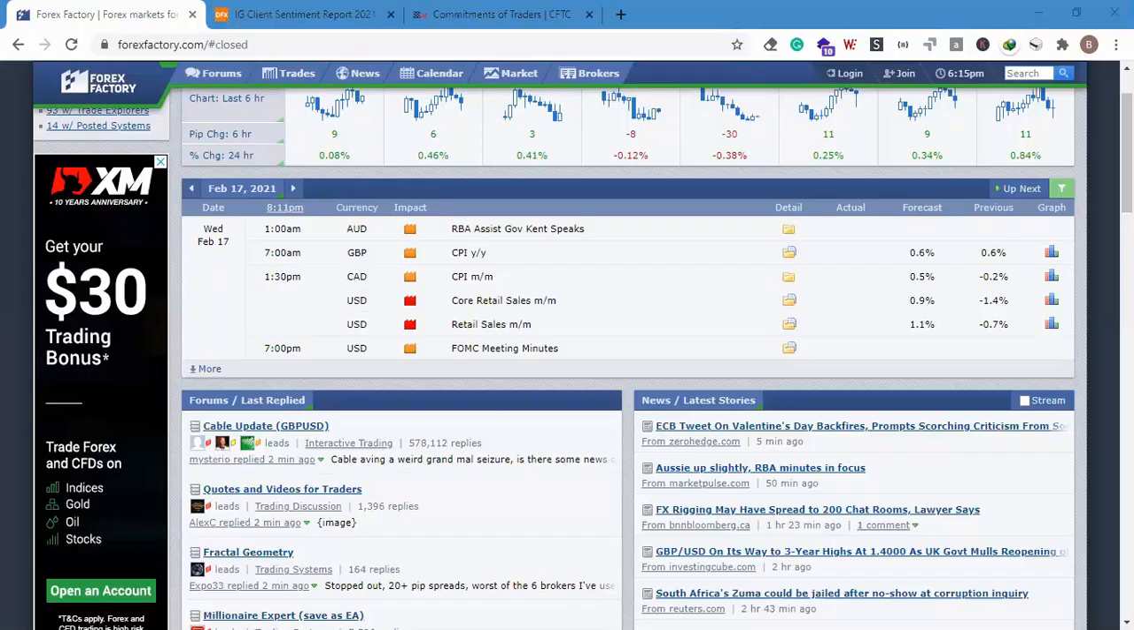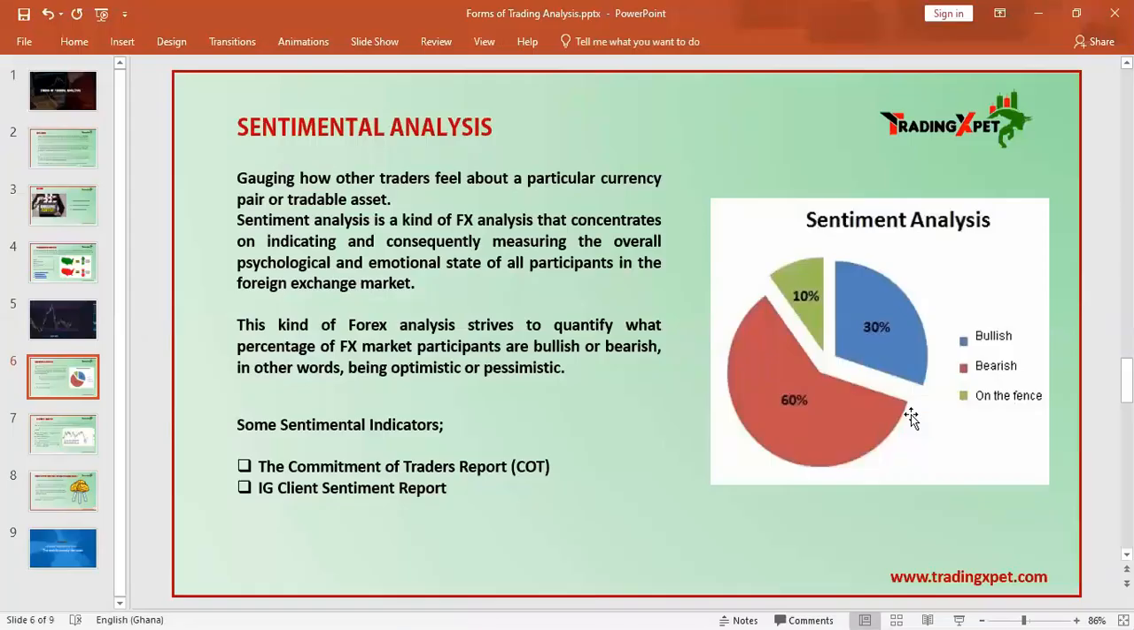So now we are moving to sentimental analysis. Sentimental analysis deals with gauging the feel of other traders. It's basically more of an emotional or psychological state, more of a broader picture. Sentimental analysis concentrates on indicating or measuring the overall psychology and emotional state of all participants in the forex market. This kind of analysis strives to quantify what percentage of forex market participants are bullish or bearish. So it's more like a general picture, knowing how traders are trading or how traders feel for a particular pair.